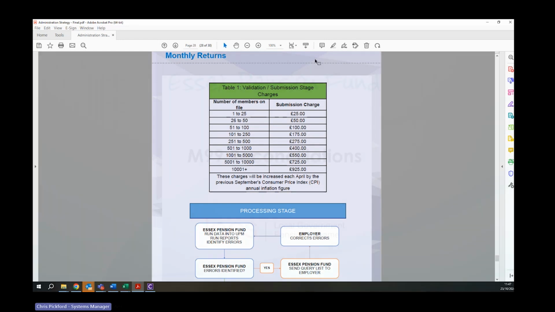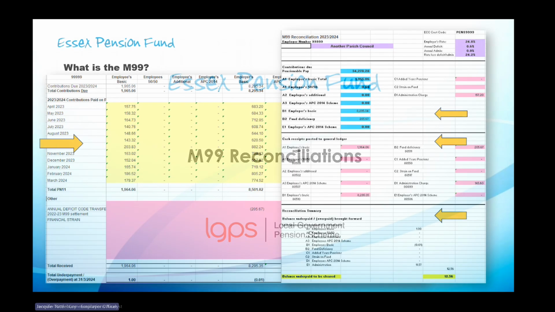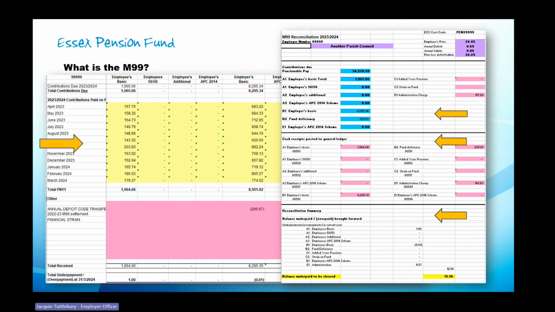Yes, we're going to have a look at the M99 reconciliations and work our way through the document to try to give you an explanation and greater understanding of the different sections that comprise the M99. So the M99 is a reconciliation between your P11s that you pay over and the monthly return data which you submit to Chris's team. And this is ultimately to ensure that the correct contributions have been paid so that your employees will have accurate information on their annual benefit statement.